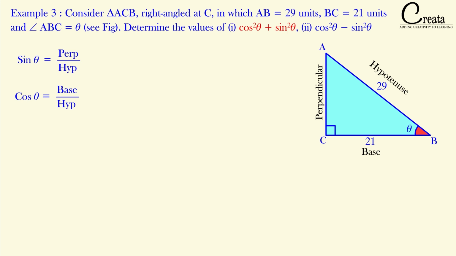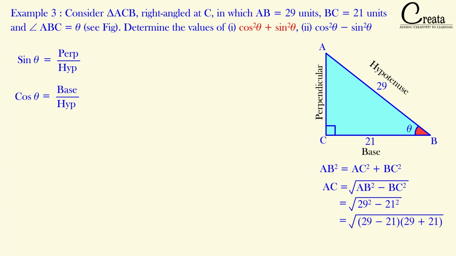How will we find that? We will apply the Pythagoras property of the right angle triangle, which is AB square is equal to AC square plus BC square, and AC will be equal to root of AB square minus BC square. AB is 29, BC is 21. Let's put the value. Here it is A square minus B square, that is A minus B into A plus B. We can solve this as 29 minus 21 into 29 plus 21. On solving, we got root of 400, that is 20 units. We got the value of AC as 20 units.